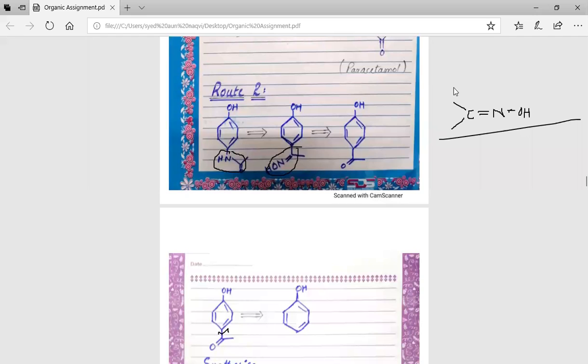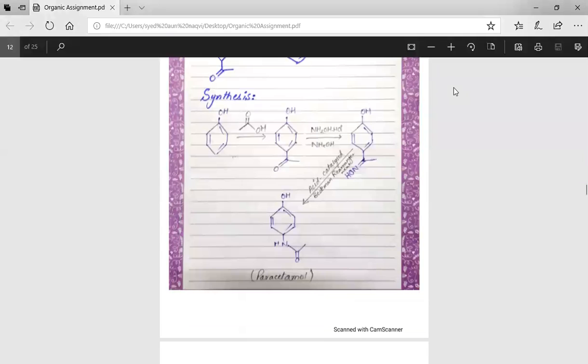So the synthesis for route 1 will be: when we treat phenol with acetic acid, we will have para-hydroxyacetophenone. Now, this is a keto group, because carbon is double bonded to oxygen, and here is a methyl group. So this is the ketonic group, and the hydroxyl group is attached at the para position. So we have para-hydroxyacetophenone when we treat phenol with acetic acid.